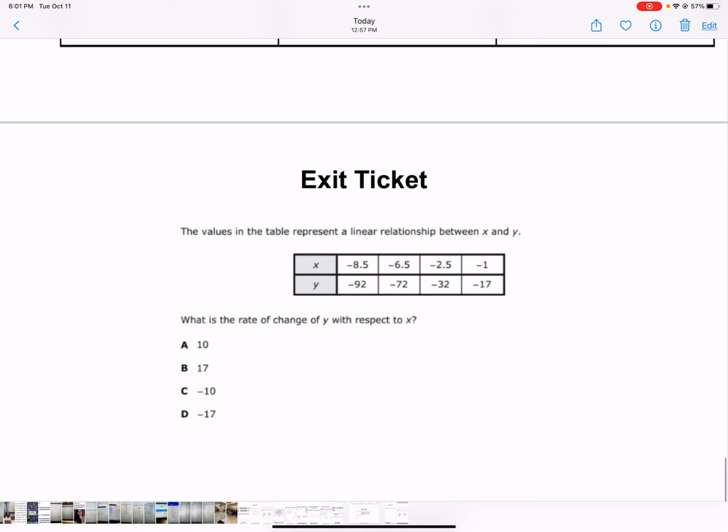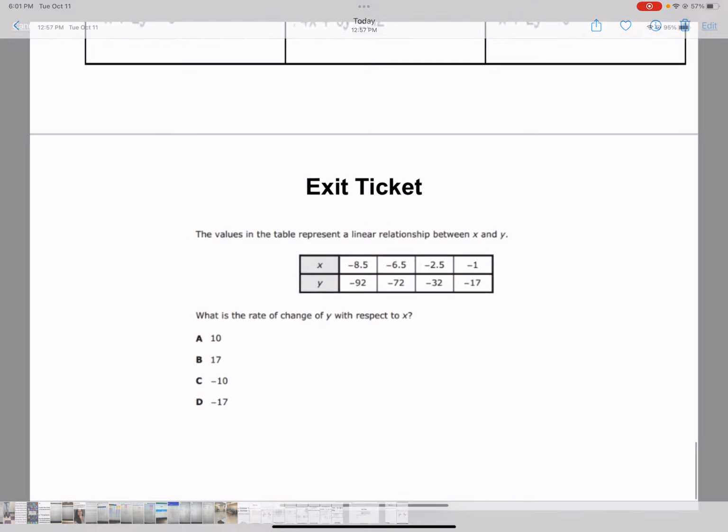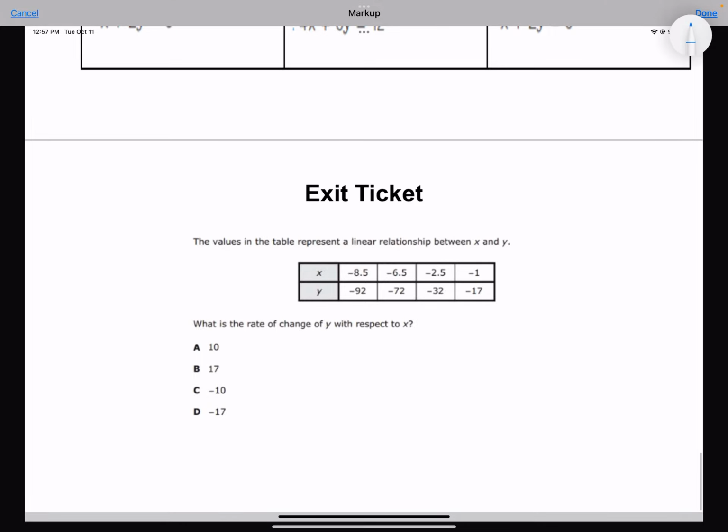For your exit ticket, this is an actual EOC question. So this is exactly like you're going to see on the STAR test. So what I need you to do is send me an email after looking at the video. Send me an email, title it exit ticket. Put exit ticket 1010. And then in the body, just tell me what you got.